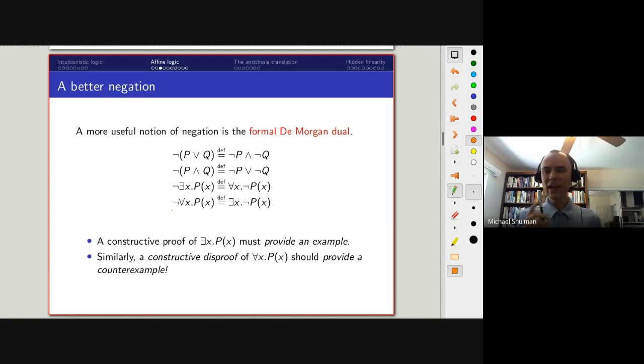And this, I think, can be justified even from a philosophically constructive point of view. When you prove an existence statement constructively, what does that mean? You should provide an example. That's what it means to construct something. But by the same token, when you disprove a for all statement constructively, you should provide a counterexample. That's what it should mean, really. And that will make all of the De Morgan laws hold, and similarly for the quantifiers.